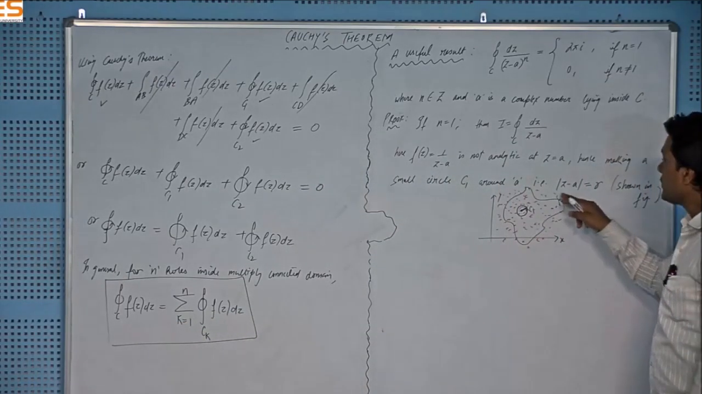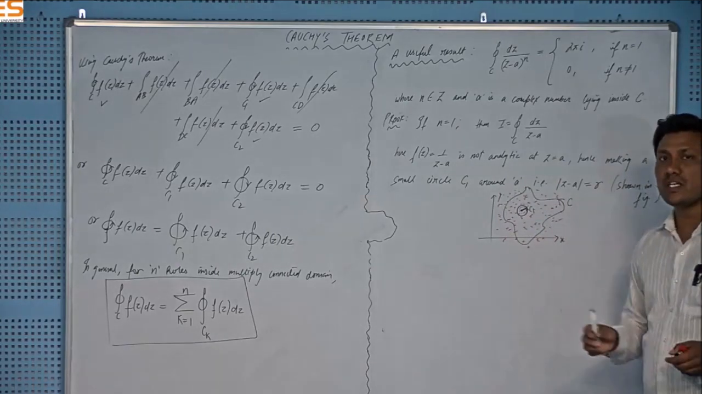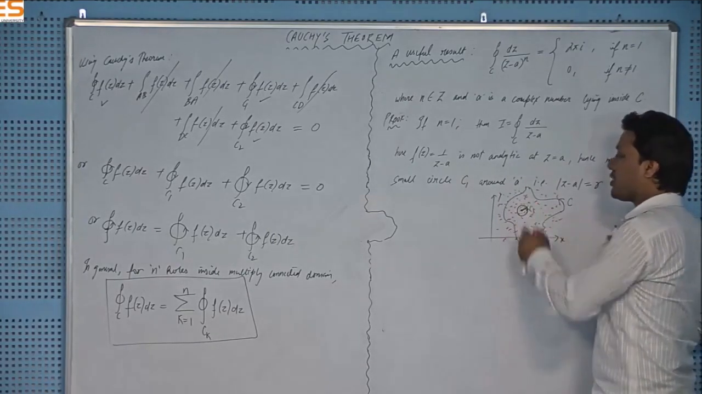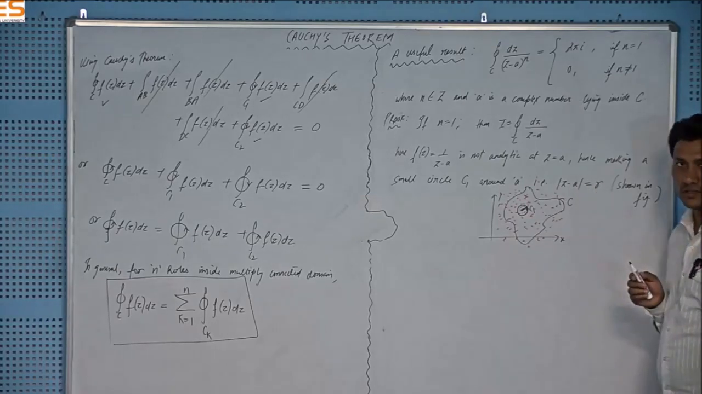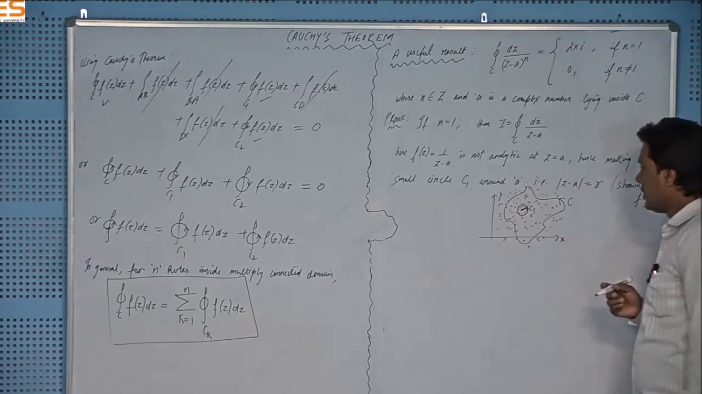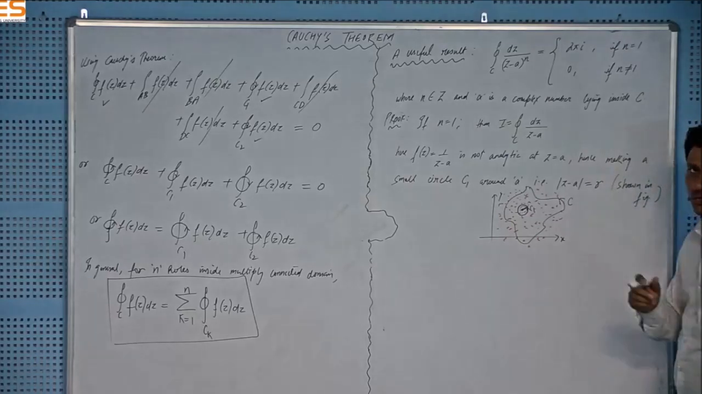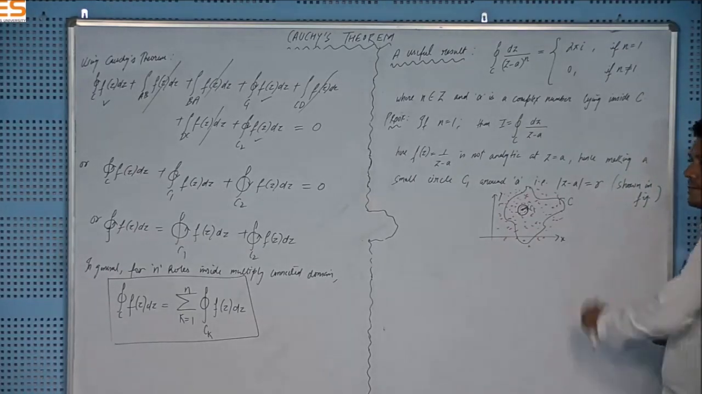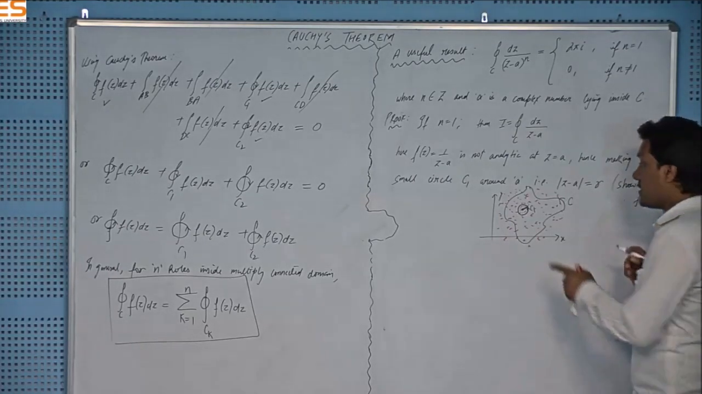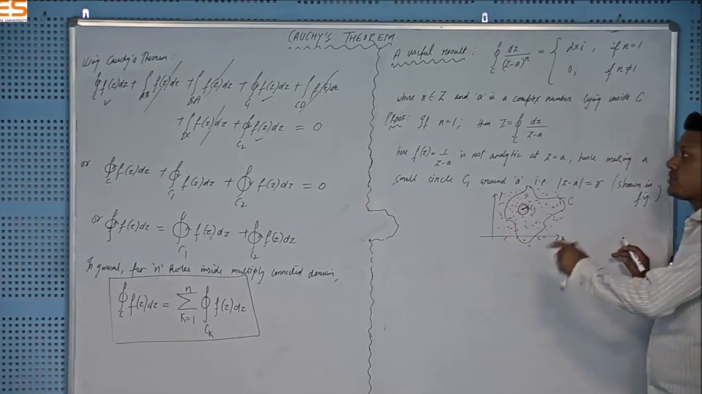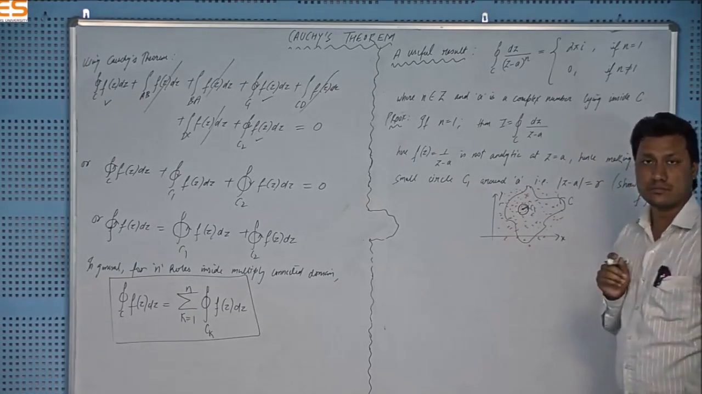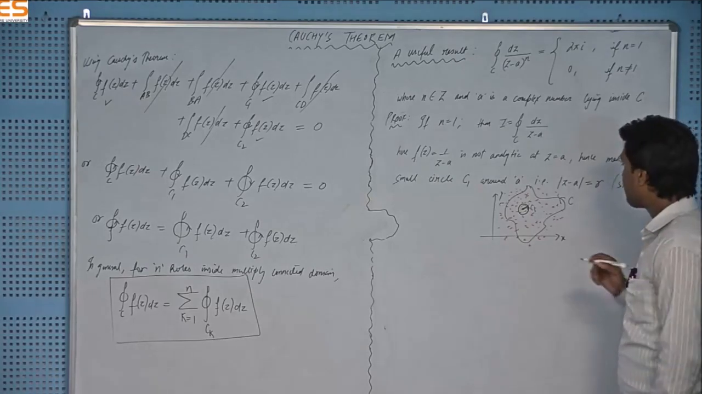So actually the integration along this outer curve will be automatically equal to the integration along this small circle of radius r and centered at small a, right? Or you can take r equal to 1, 1 by 2, it is your choice, because no matter what is r, the important thing is that this curve C1 should lie inside this C, because that is the hypothesis of this theorem, right? Okay.